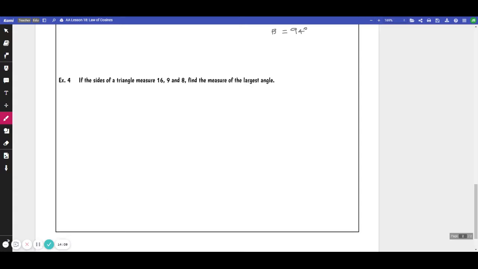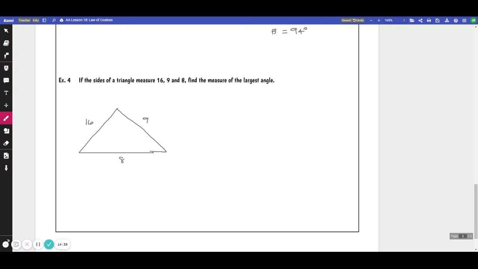Okay, so the last one, and I'm not going to do this whole thing with you because it's the same as the other one. There's one thing that I wanted to point out, and then I'll tell you what the answer is so that you can double check your own work. So we have a triangle with sides 16, 9, and 8. That's all they give us.